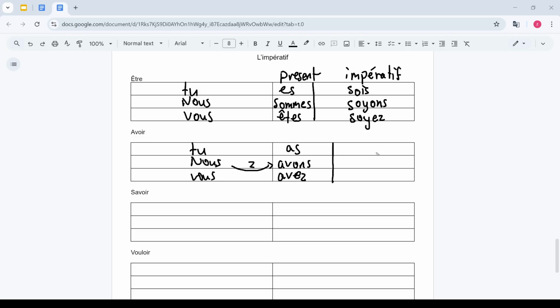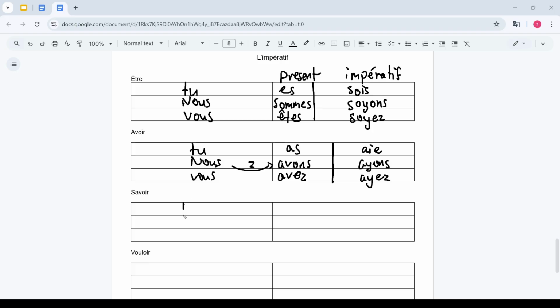And the impératif, again, is a bit different. So it's aie, ayons, ayez. Again, this one is slightly less different. After all, they start with the same letter, but they're still pretty different. So aie, ayons, ayez.